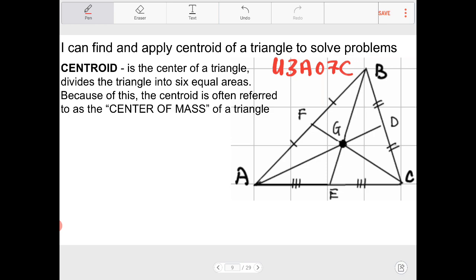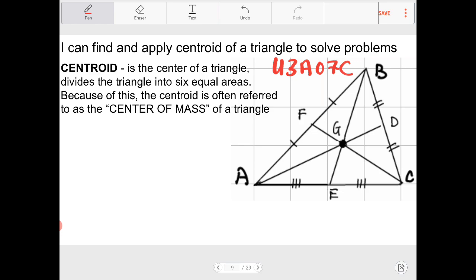So what exactly is a centroid? Well, the centroid is the center of a triangle. And the center of this triangle divides a triangle into 6 equal areas. Because the centroid divides the triangle into 6 equal areas, it is sometimes referred to as the center of mass of the triangle. And the centroid can be found by having the medians intersect.